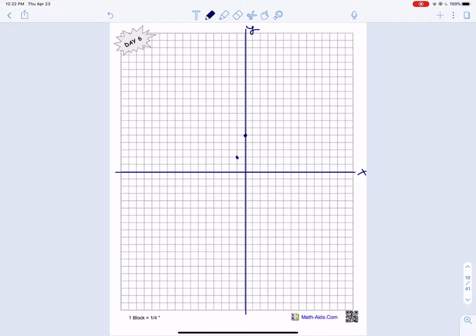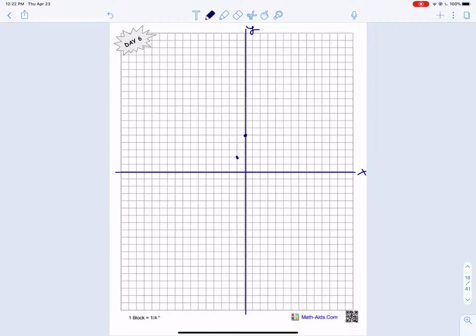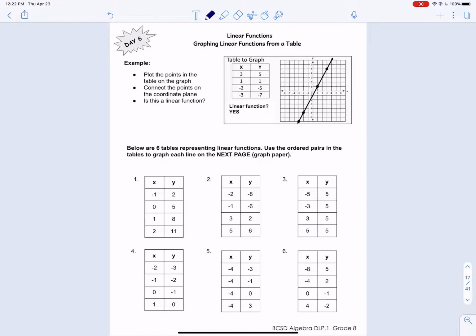As you're plotting these points, if you start to see one that is not following a linear pattern, then double check to make sure you did it right. (1, 8): 1, 2, 3, 4, 5, 6, 7, 8. So our pattern is up 3 over 1, up 3 over 1. That should be the next point at (2, 11). Yep. Okay, so there's one.